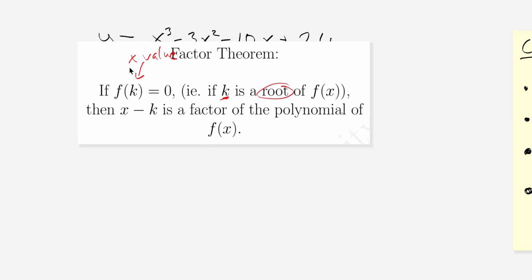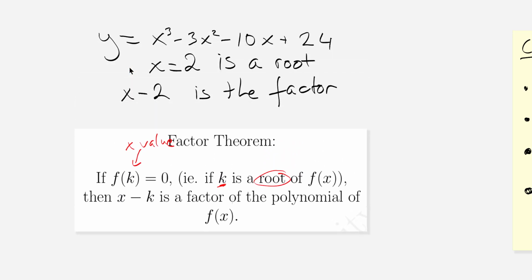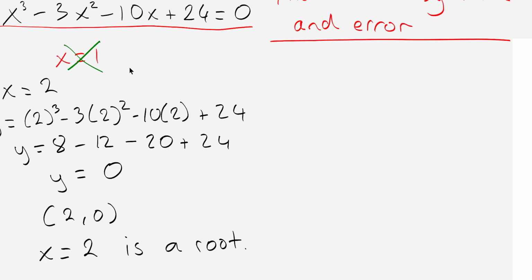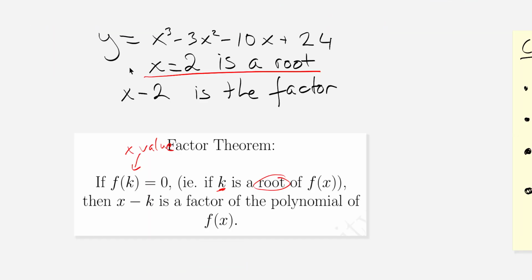So in our example, we had the polynomial y equals x cubed minus 3x squared minus 10x plus 24, and we just showed that x equals 2 is a root. That's what I was showing you right here. We filled in x equals 2 into the function, and we ended up getting an output of 0, which means x equals 2 is a root. So the fact that we know x equals 2 is a root, because of the factor theorem, we know that x minus 2 is a factor.